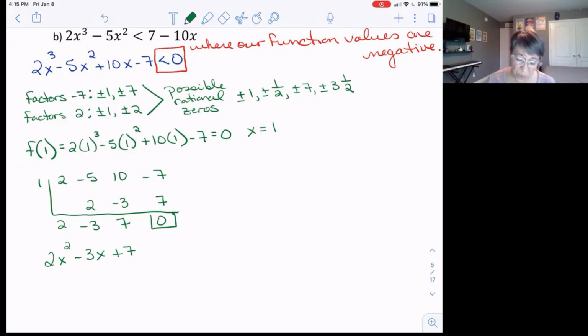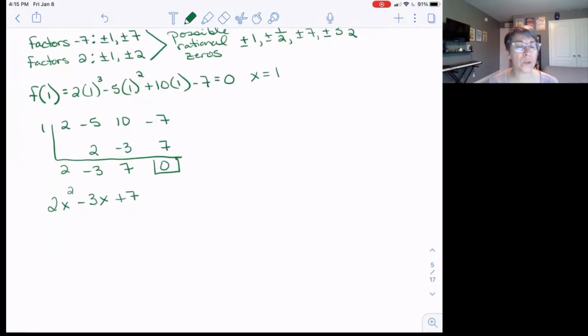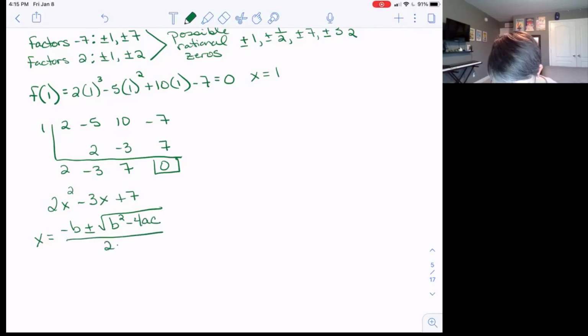Well, we were hoping that this trinomial here would be factorable, but it's not. We multiply 2 times 7, we'd get 14, no factors of 14 that add to a -3. But we can use the quadratic formula. So remember, x equals the opposite of b plus or minus the square root of b squared minus 4 times a times c, all over 2 times a.